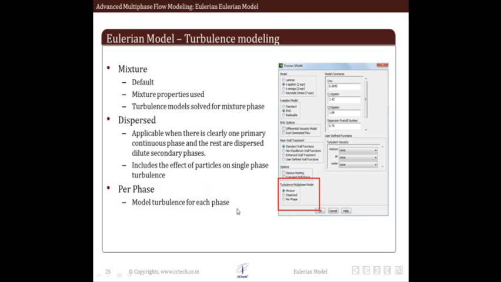Here we model turbulence for each phase, that is, turbulence equations are solved for all the phases that are present. This is appropriate only when there is predominant turbulent transfer between phases. Highly extensive calculations are involved, so it is expensive in terms of computation, but it solves turbulence for all the phases and it is a highly detailed model.